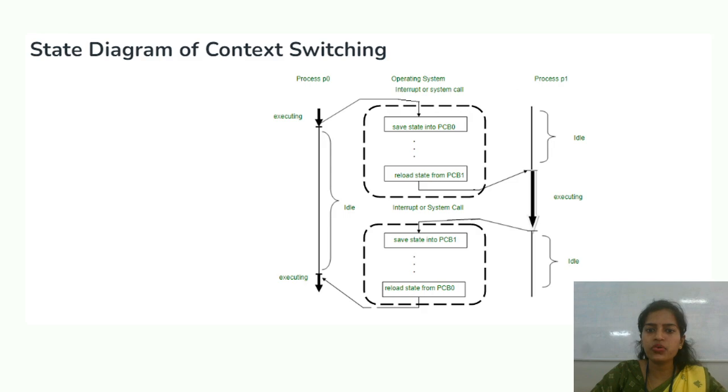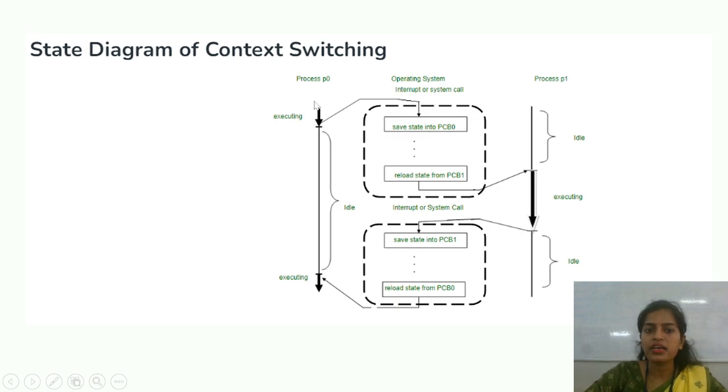If you observe this state diagram of context switching, you will learn more about it. Here we have two processes, process P0 and process P1. Now assume there are only two processes. What is a process? A program that is under execution, that means it is executed by the CPU. So now we have two processes, process 0 and process 1, only two processes in the main memory.